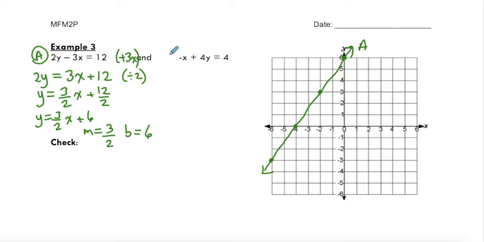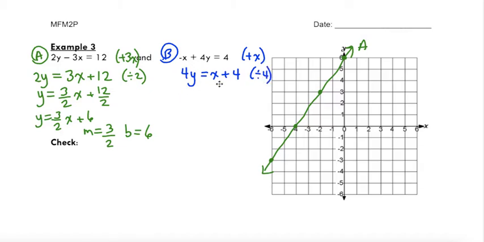So I'm going to go ahead and look at my second equation, which I'm going to label B. Again, I'm going to isolate for y. I'm going to put this into slope-intercept form. I'm going to do that first by adding x to both sides. Negative x plus x is 0, so I'm left with 4y is equal to positive x, or just x, plus 4. And then from here, I'm going to divide both sides by 4.